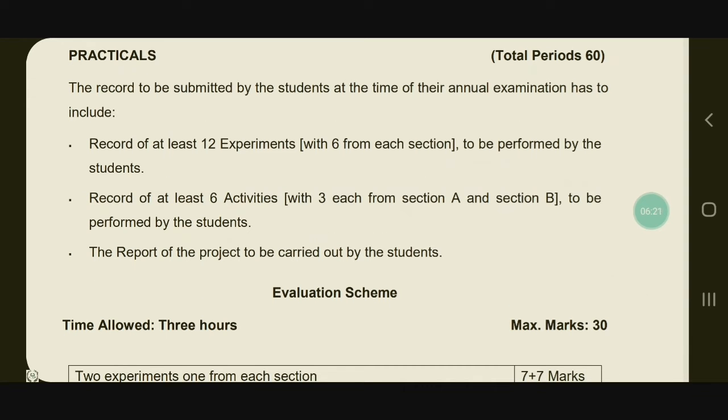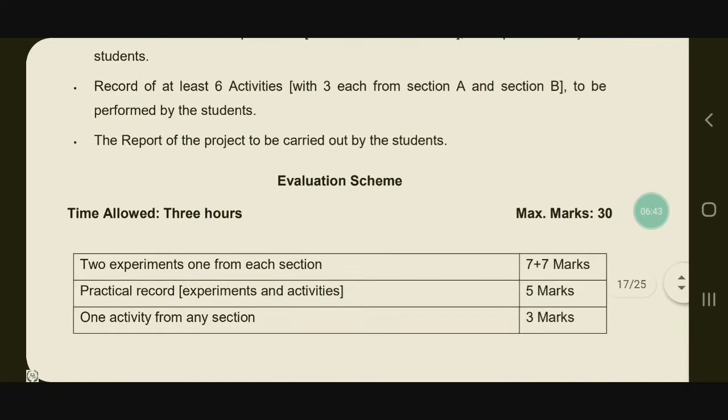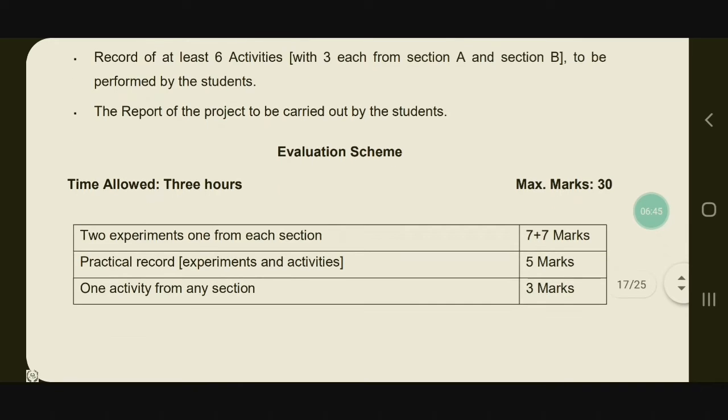So it was a relaxation, because as per what I know, last year a total of 15 experiments were necessary to be performed by the students. Now it is 12, so it is quite a relaxation. And yes, activities are the same as per last year's syllabus: 6 activities, of which 3 activities from each section are compulsory, and of course a report of the project to be carried out by the student.